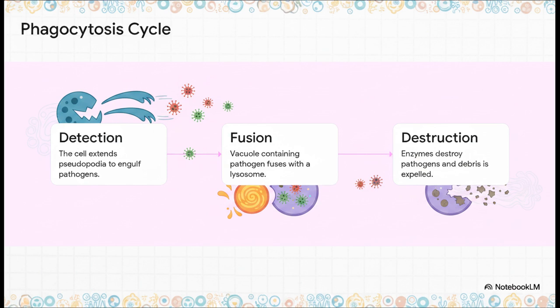They act like biological Pac-Man in a really methodical 3-step phagocytosis cycle. First, the cell detects the pathogen and extends these little arms called pseudopodia to engulf it. Second, the pathogen gets trapped in a vacuole, which then fuses with a lysosome packed full of toxic enzymes. And third, the pathogen is completely destroyed and the debris is just expelled.